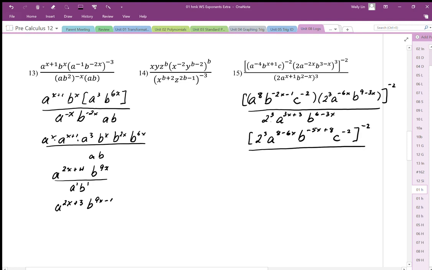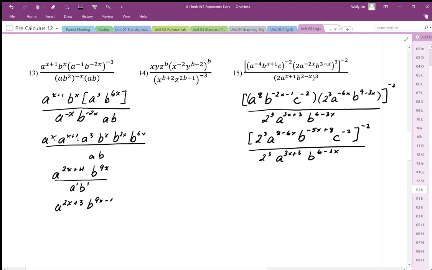In the denominator, it just stays the same, 2 to the power 3, a to the 3x plus 3, b to the power 6 minus 3x. Okay, make sure you're keeping the terms separate. Any x terms and 1's terms are kept separate.